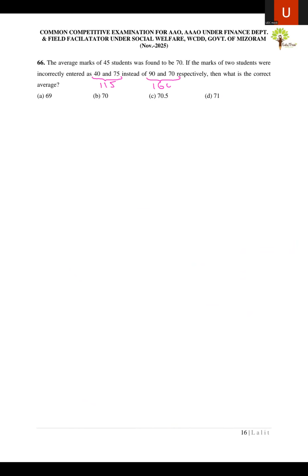So this is the correct marks. And these are the wrong marks. So they have to increase it by 45 more. So 45 students, 45 more, that is one more. Average will be increased. So 70 plus 1 is 71. That's it. Nothing else. All right. Let us see this next question.